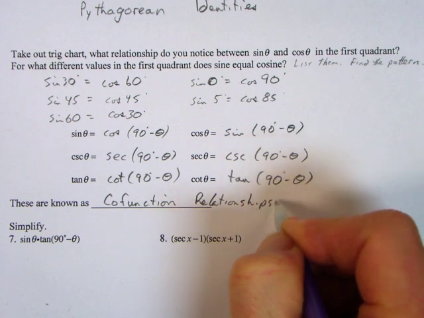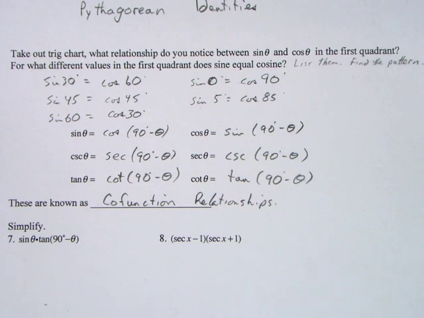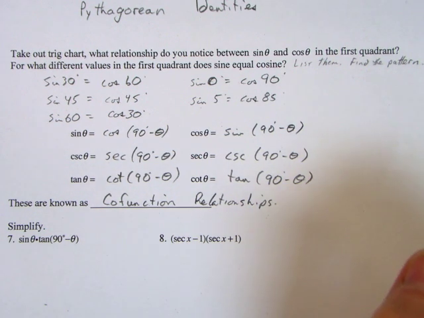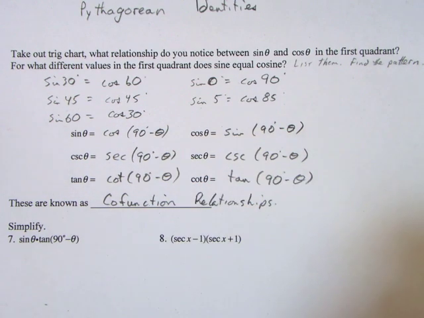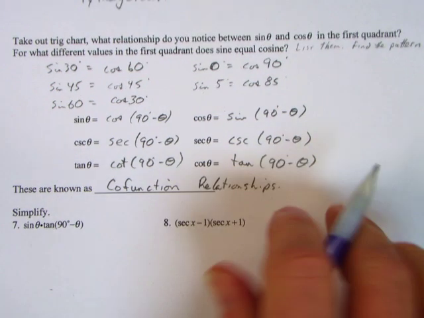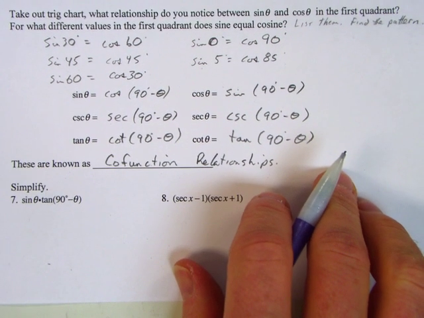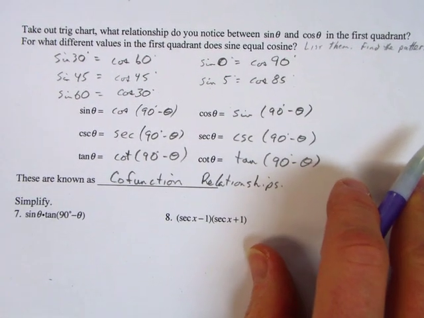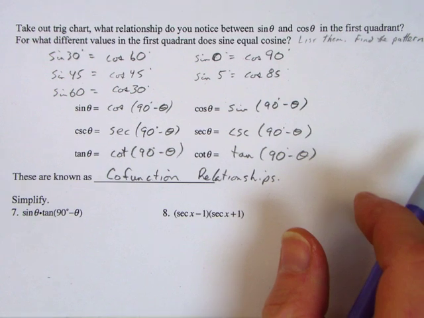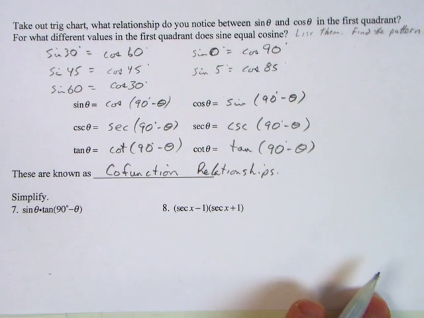Now, what I want you to do is tell me what the co means. Think about that and tell me tomorrow in class. You can write that over here to the right. What does that co mean? Look at the relationship here. What do you think co means for those? All right, the next one.